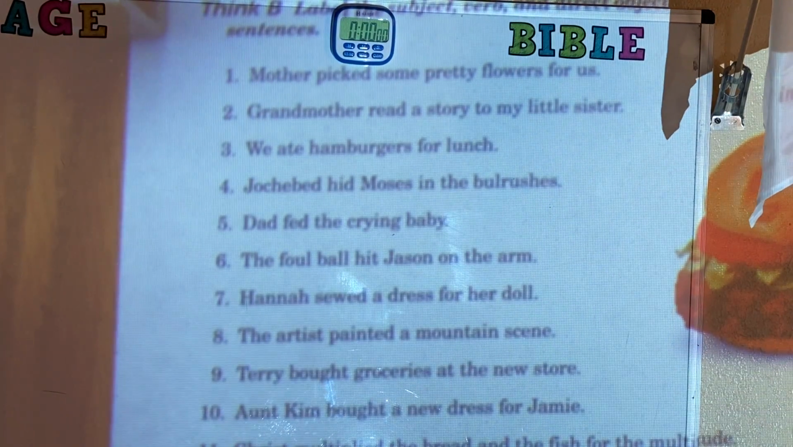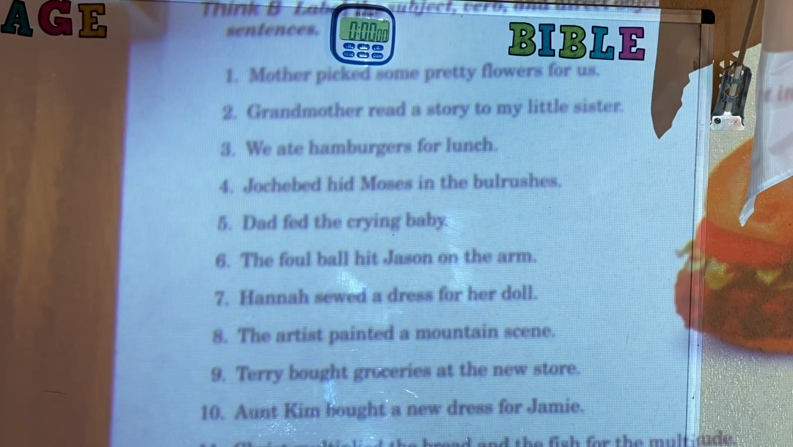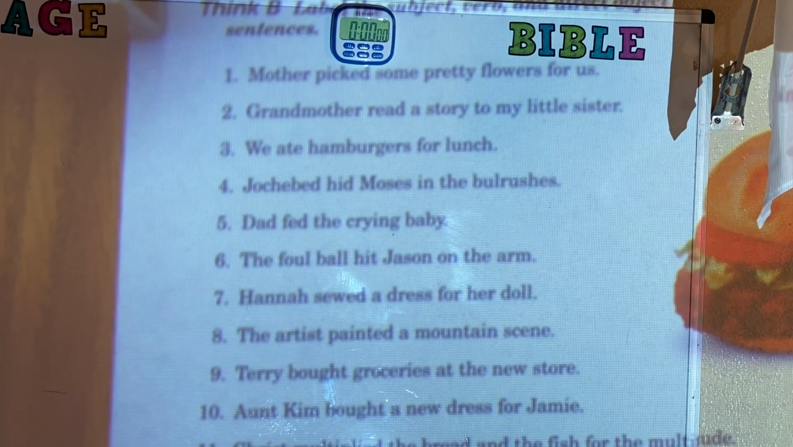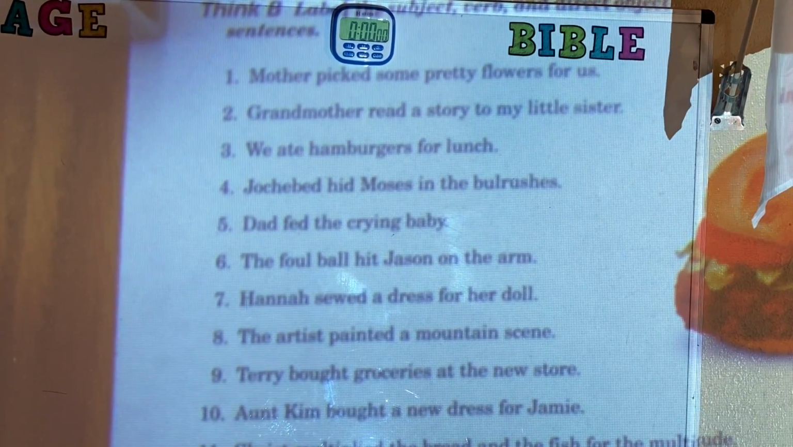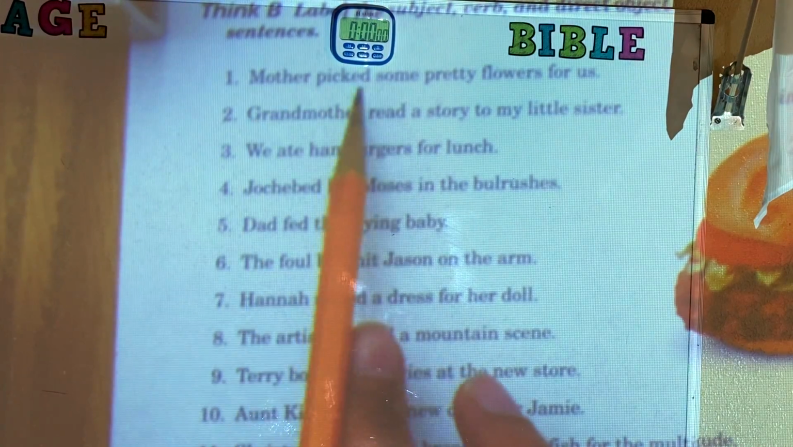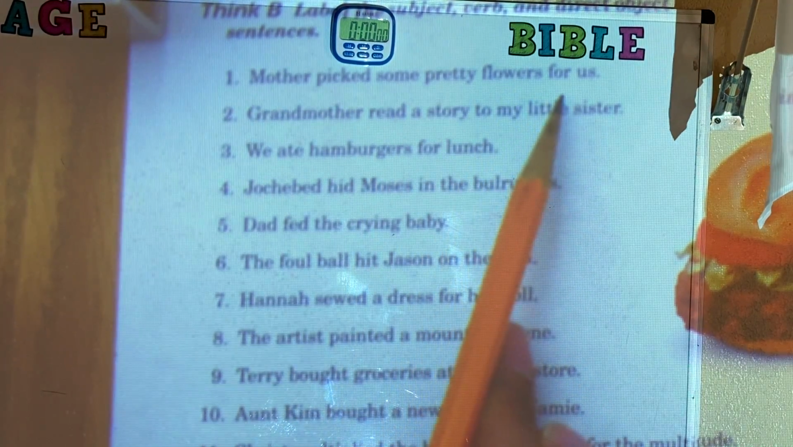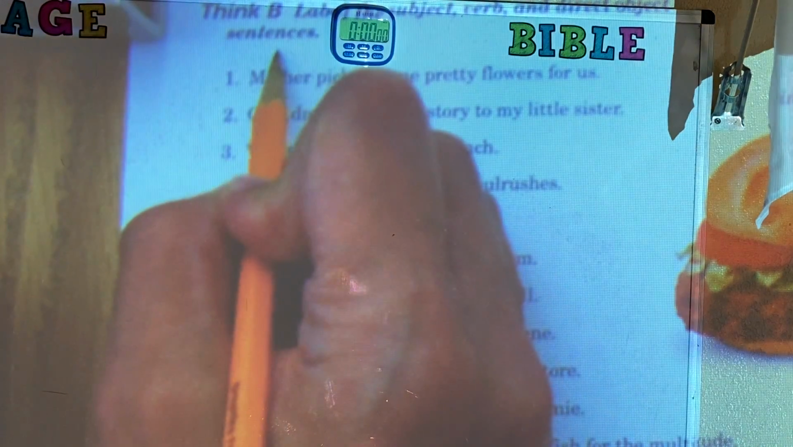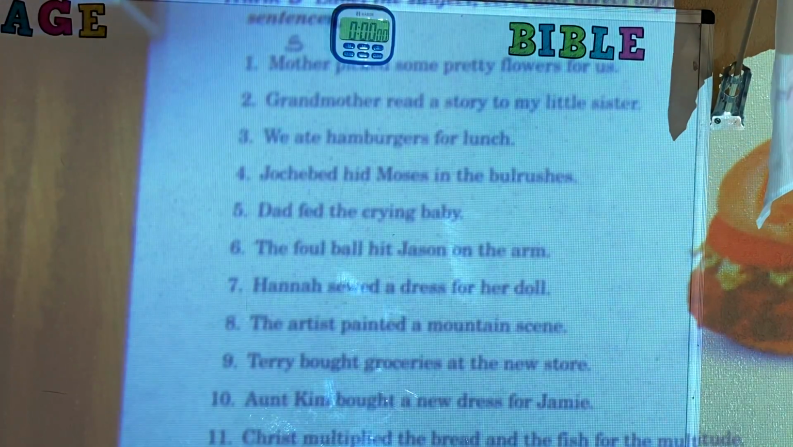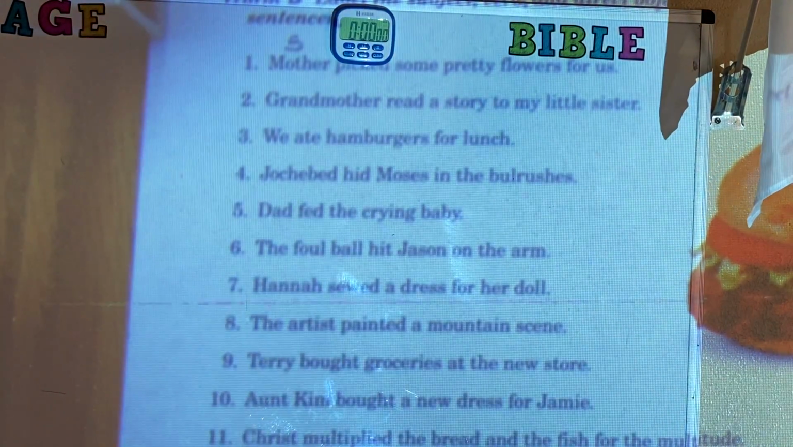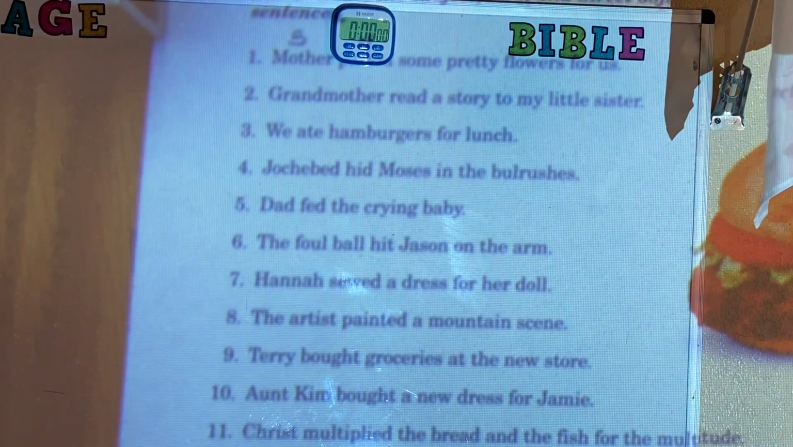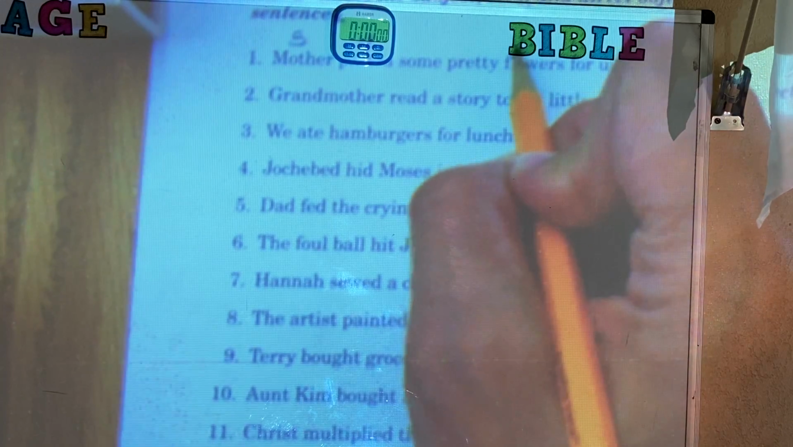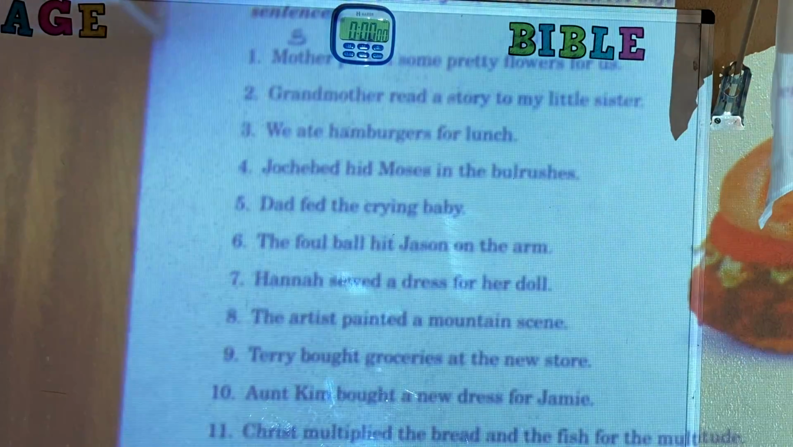Think B. It says label the subject, verb, and direct object in each of the following sentences. So more practice. Mother picked some pretty flowers for us. Who are we talking about? Mother, so that would be the subject. What did she do? What's the verb? It would be picked. And what did she pick? Flowers. So flowers would be the direct object.